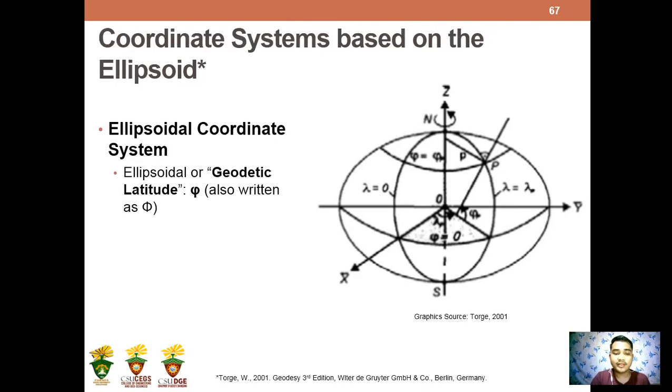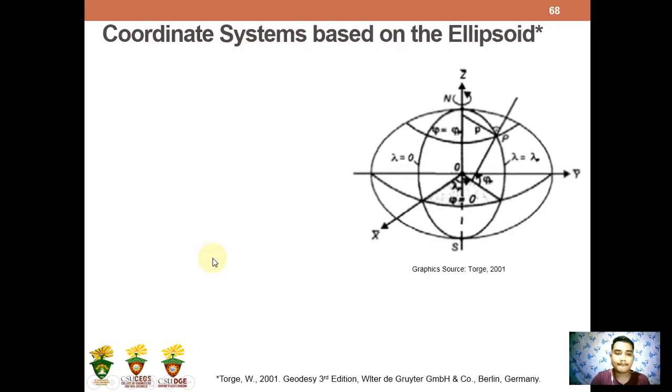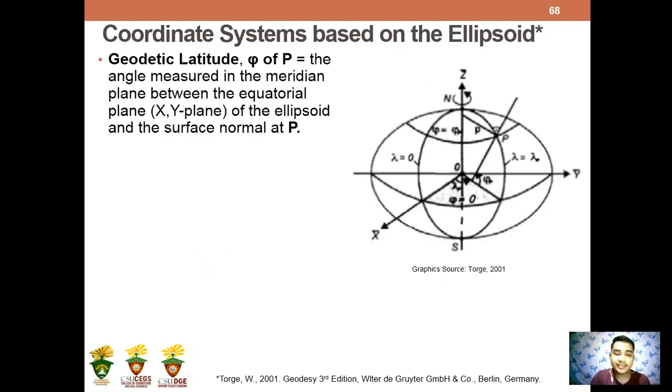For the ellipsoidal coordinate system, we have the ellipsoidal or geodetic latitude. This is denoted by this Greek letter, or it can also be this one. And we have the ellipsoidal or geodetic longitude, denoted as lambda. For geodetic latitude, for example, at this point where you are standing, this is the geodetic latitude of this part.